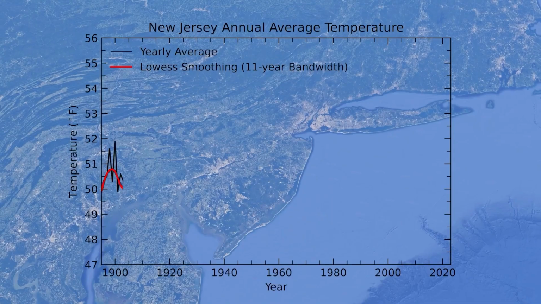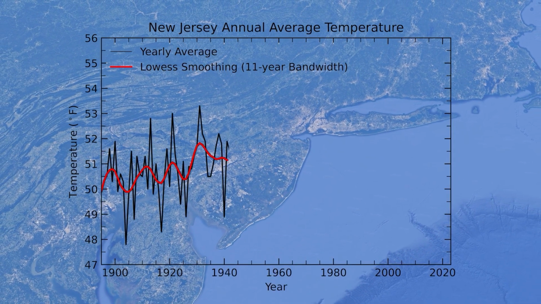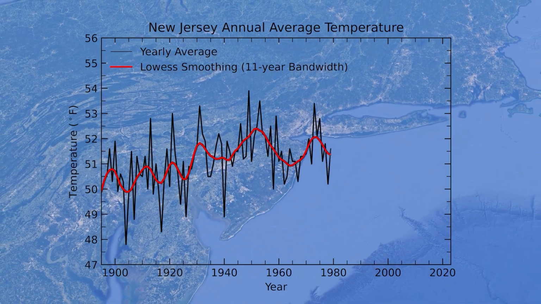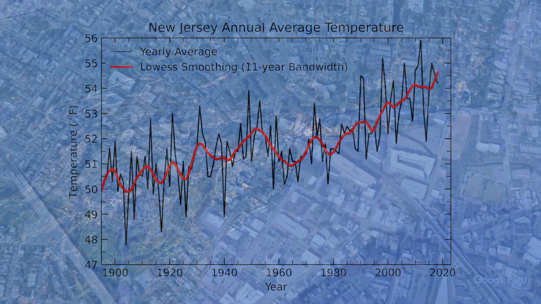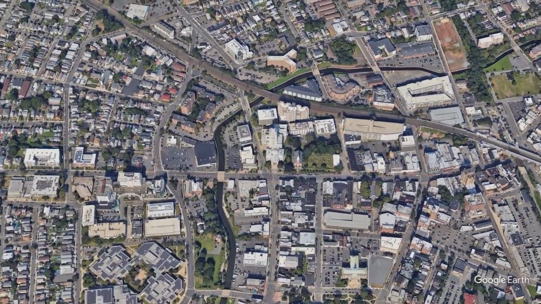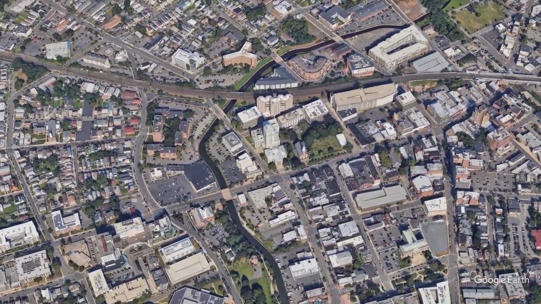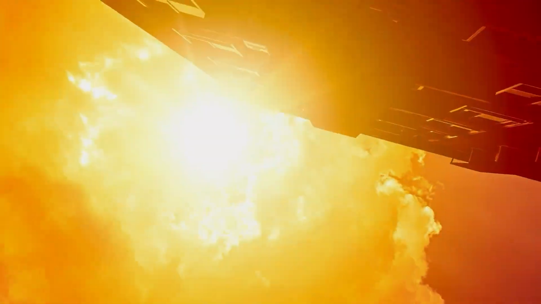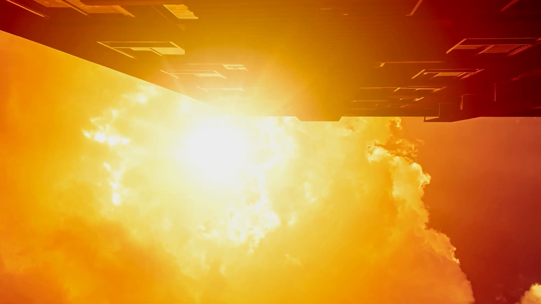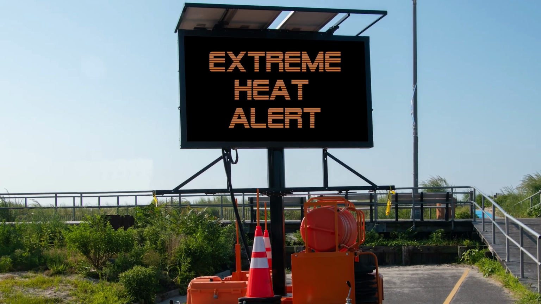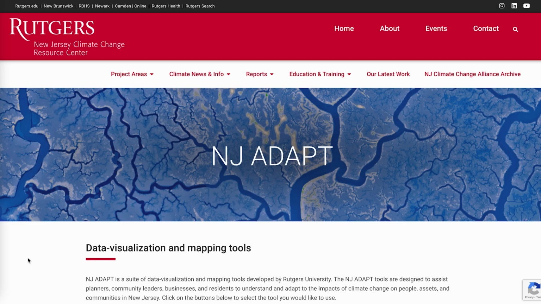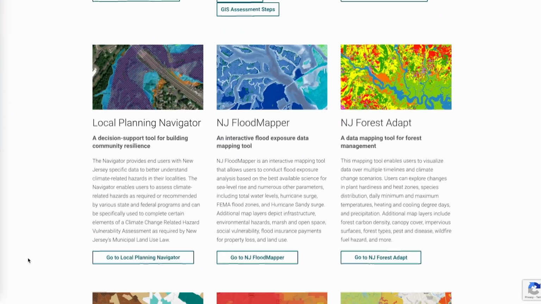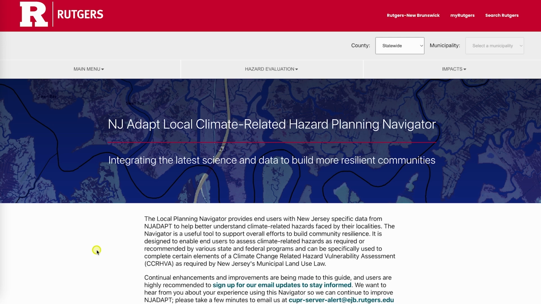New Jersey is warming faster than the rest of the Northeast region and the world due to high population density and greater presence of impervious surfaces. This trend is expected to accelerate with further climate change, presenting heat stress challenges to vulnerable residents, including children, the elderly, and outdoor workers. To explore extreme heat in New Jersey, start once again by opening the local planning navigator.